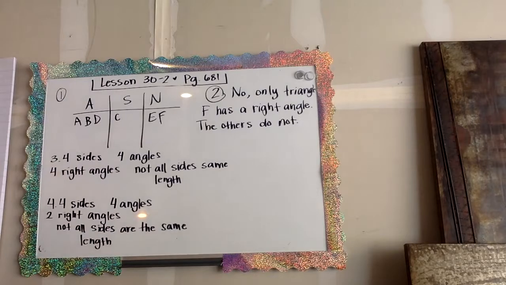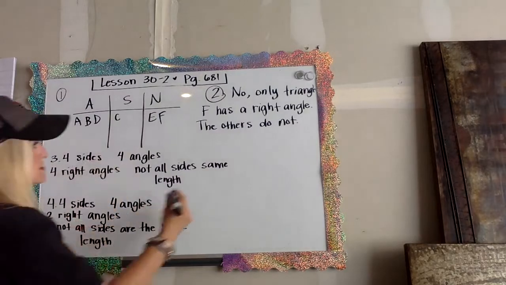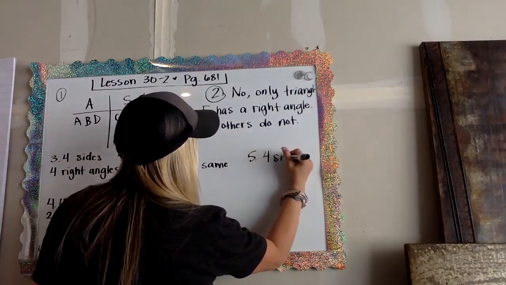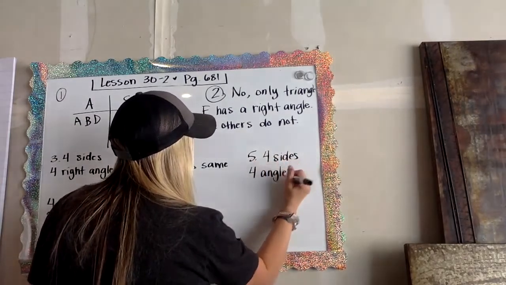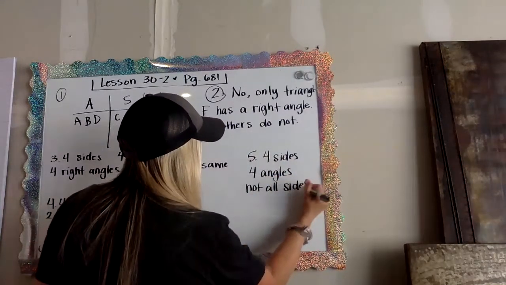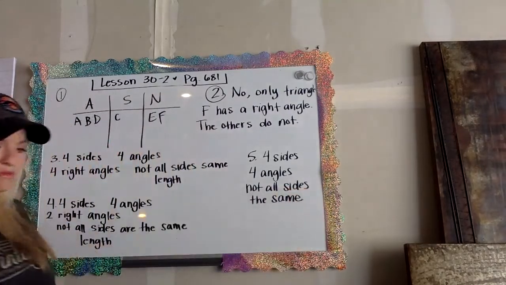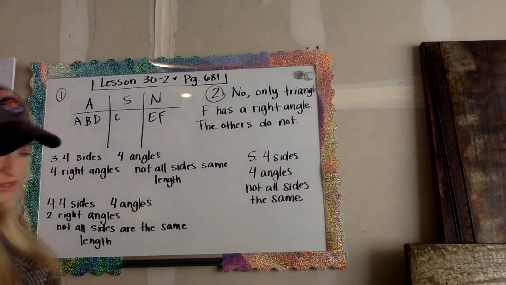For problem 5, describe 2 groups both quadrilaterals belong to. Well, they both have 4 sides and 4 angles. So number 5 would be 4 sides, 4 angles. Not all sides the same. That is number 5. We're almost done. We're on page 684 still.